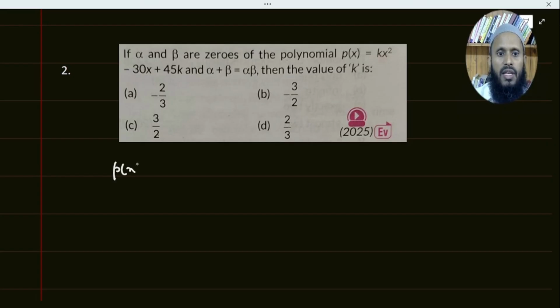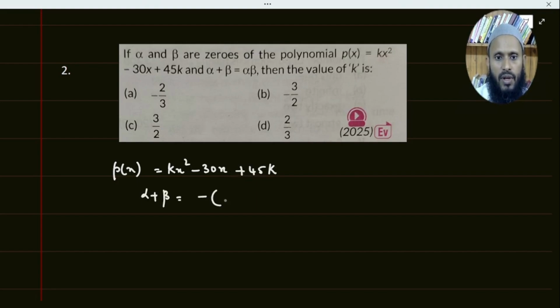So the polynomial is p of x equal to kx square minus 30x plus 45k. Now what is alpha plus beta? Alpha plus beta equal to minus of coefficient of x, which is minus 30, by coefficient of x square, which is k. This is equal to 30 by k. Similarly, I calculate alpha beta.